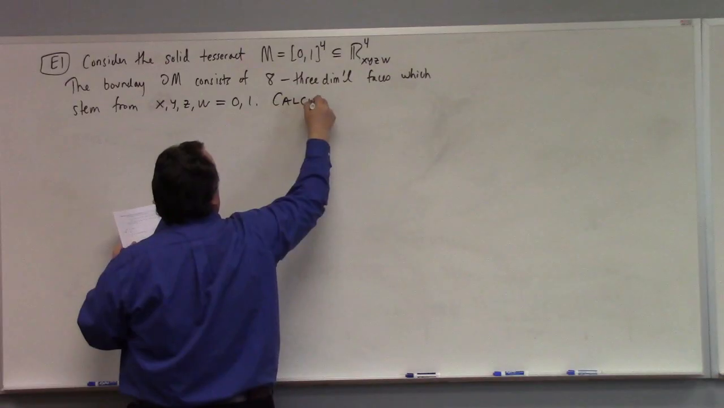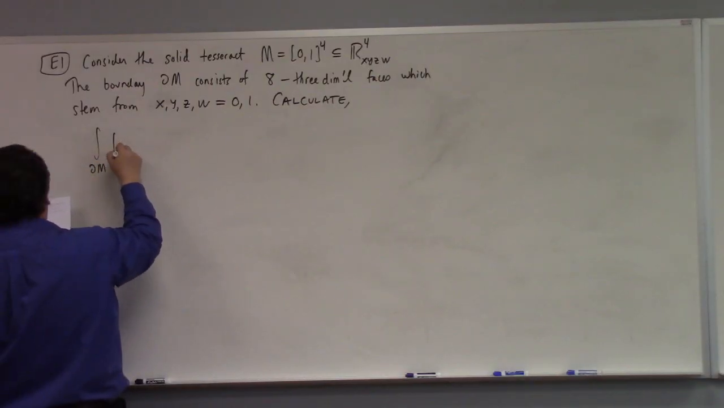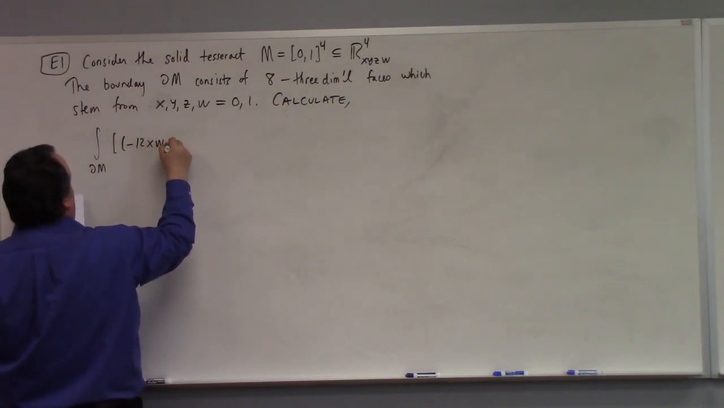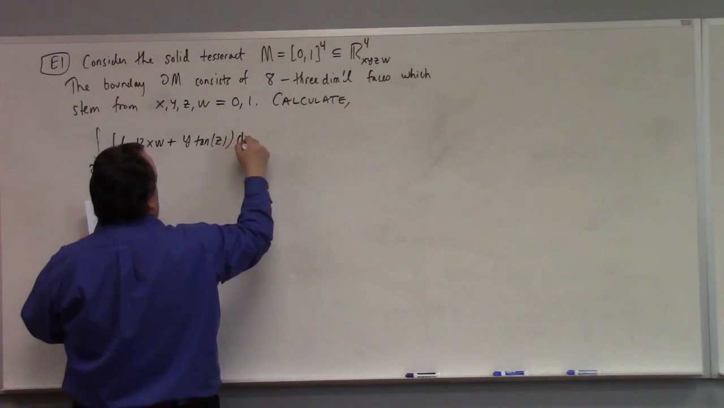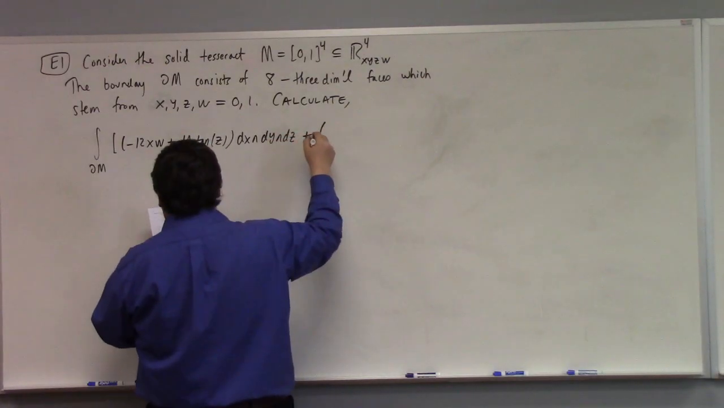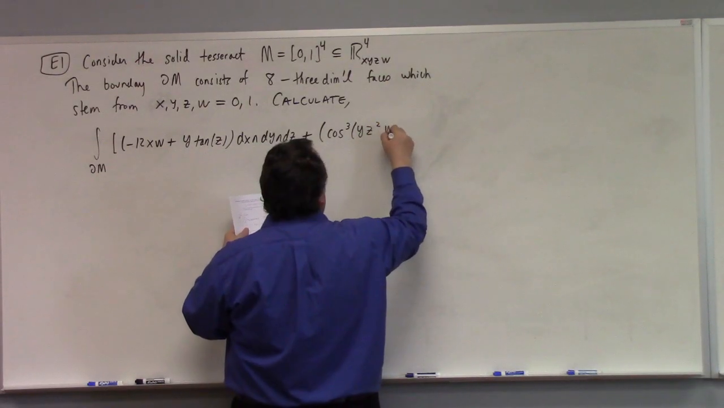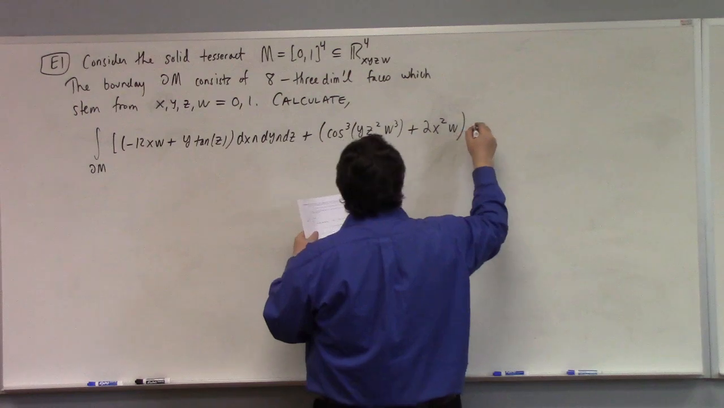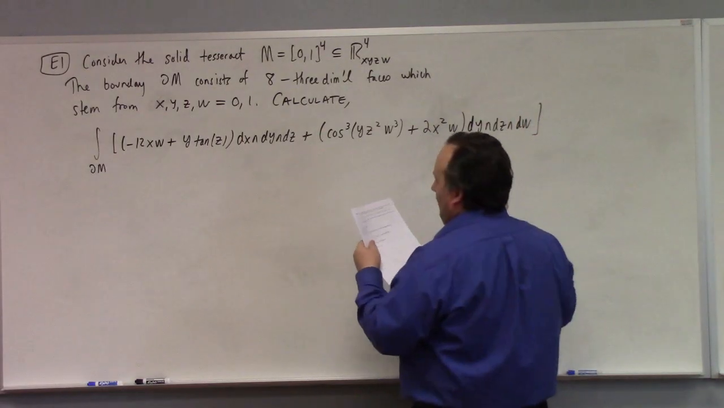Calculate the integral over the boundary of M of (minus 12xw plus y tangent of z) dx wedge dy wedge dz plus (cosine cubed of y z squared w cubed plus 2x squared w) dx wedge dy wedge dz wedge dw, close big parentheses.